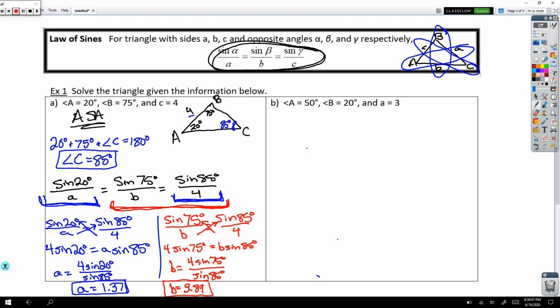Alright, so if you want to try B on your own first, before I do it, go ahead and pause the video and give it a shot. I believe that this is an AAS triangle, but you do the same process, okay? So go ahead and try that on your own first.